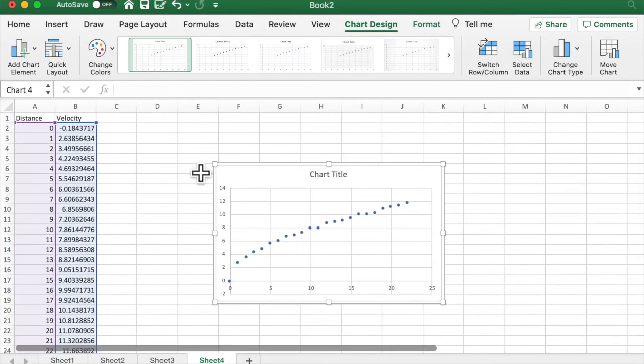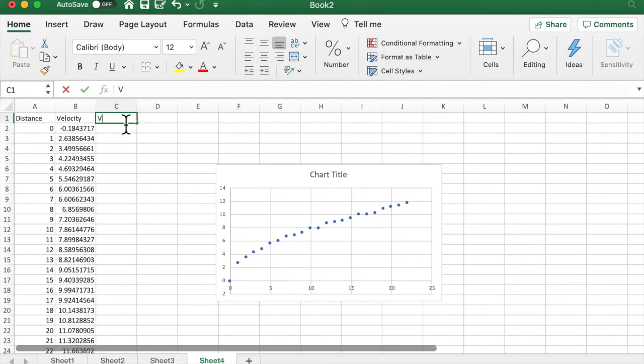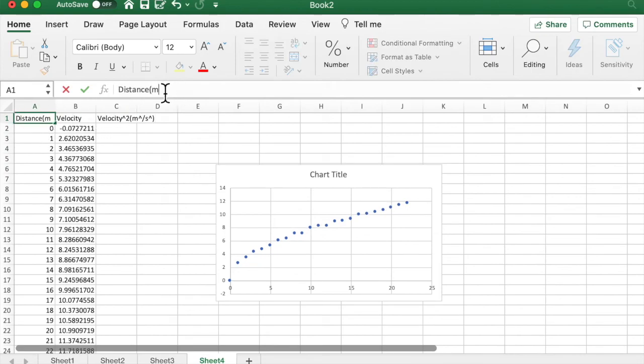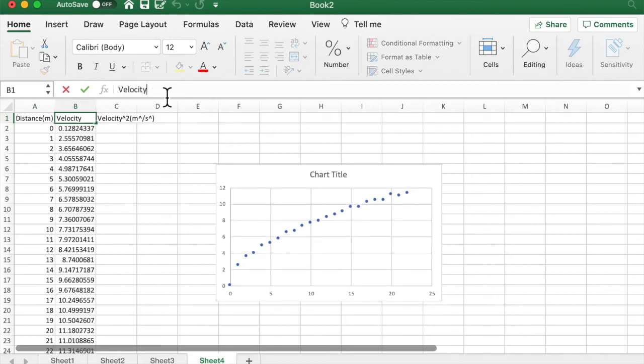To linearize something like this, what you're going to do is, again, square the axis that isn't quite keeping up. And in that case, it's the y-axis that's not keeping up. So we're going to square velocity. So I'm going to put in another column here that's going to be for velocity squared. And that's going to be in meters squared per second squared. And this should be in meters. And this should be in meters per second.